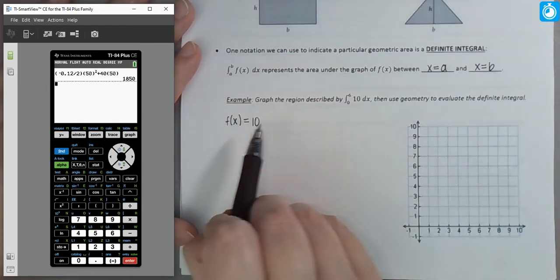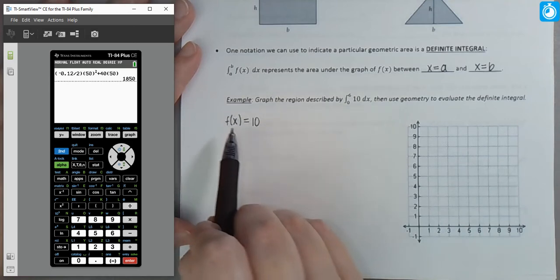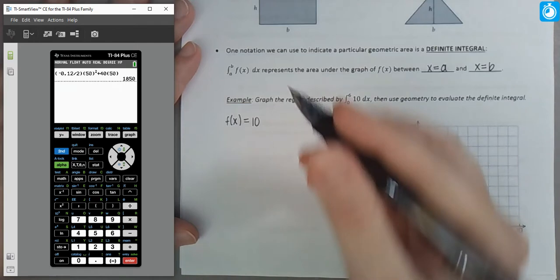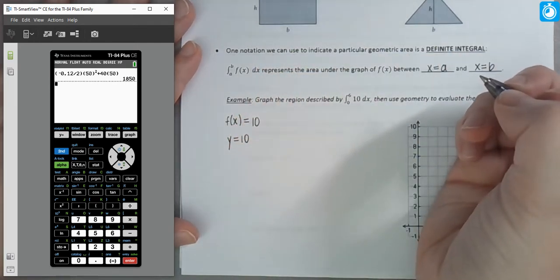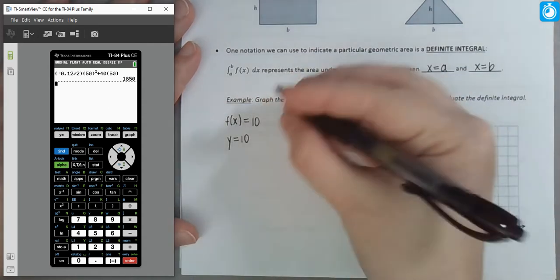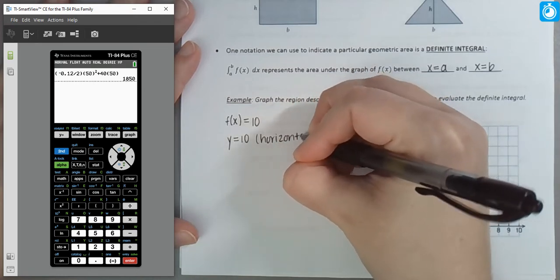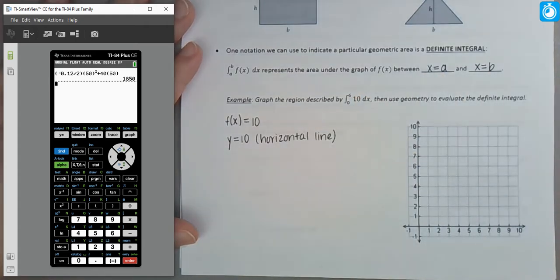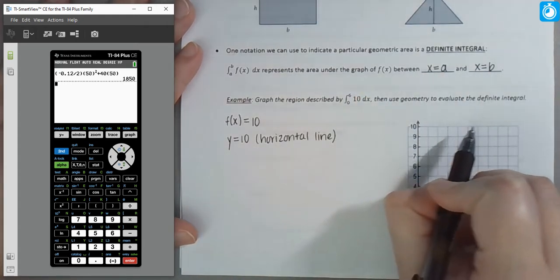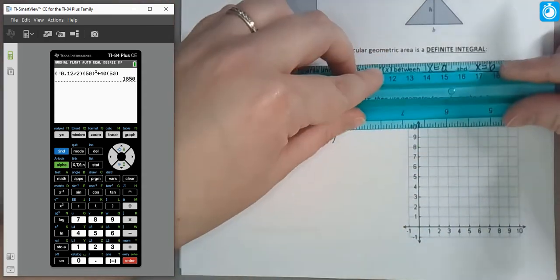Now, in order to better understand what this would look like if we were to graph it, remember f of x and y are interchangeable. F of x represents the output based on an input of x, but we could also write that as y equals 10. This is the equation of a horizontal line. So this would be the horizontal line that passes through the y-axis at y equals 10. If we were to draw a horizontal line at y equals 10, then we have the graph of this particular function.